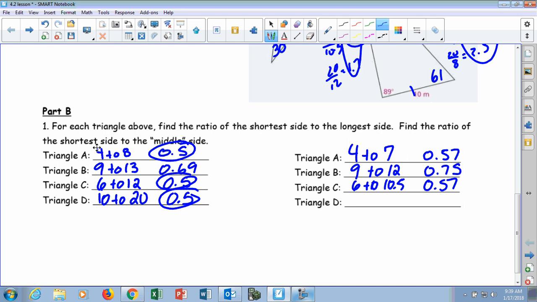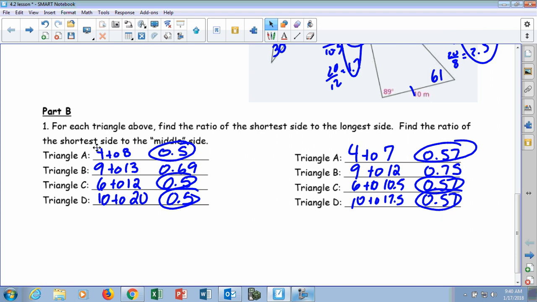0.57. So hopefully you're seeing the trend. And then 10 to 17.5 in triangle D, which is 0.57. So again, you can see those ratios are the same, which is why those triangles worked out to be proportional, which make them similar.